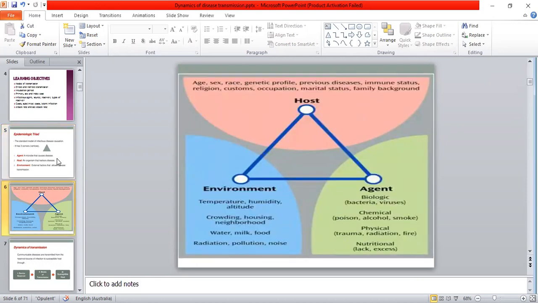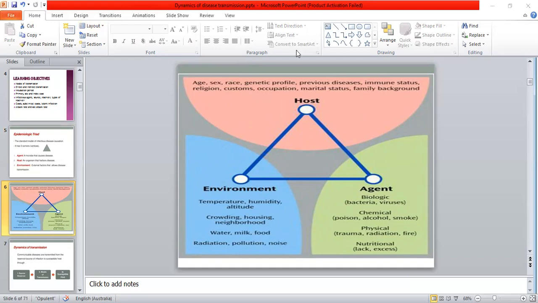The factors which play an important role in host, environment, and agents can be explained as follows. On the part of host, age, sex, race, genetic profile, previous diseases, immune status, religion, customs, occupation, marital status, and family background play a role.